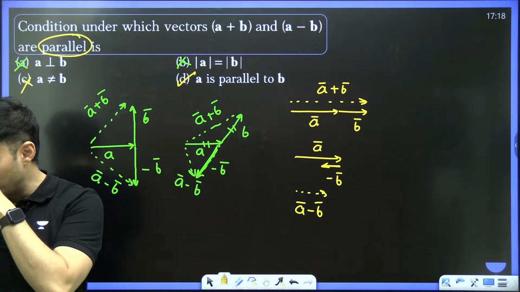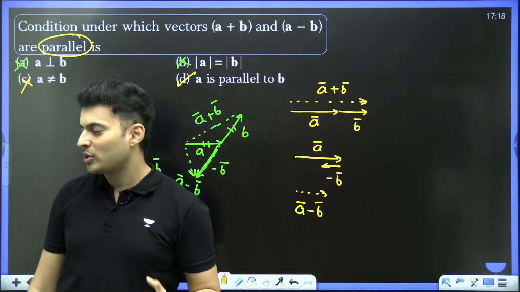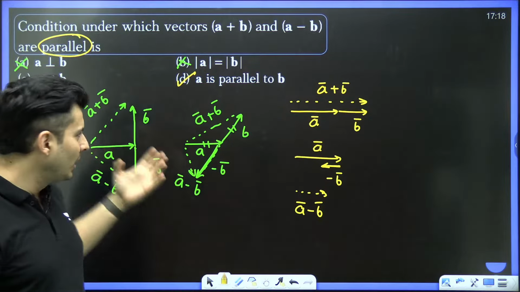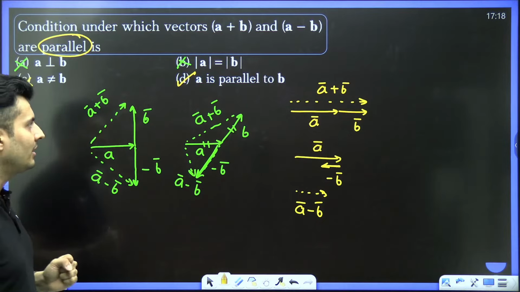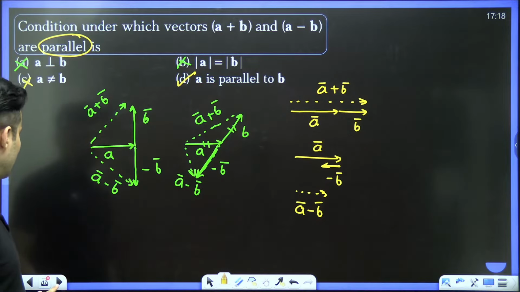Some of you said C. No, not every option is C, guys. It is option D which is correct. Just do it by taking examples. You will understand it. Okay. I've used vector addition and subtraction principle.